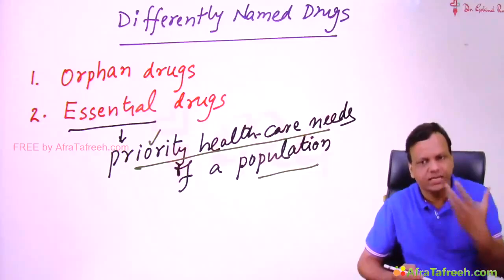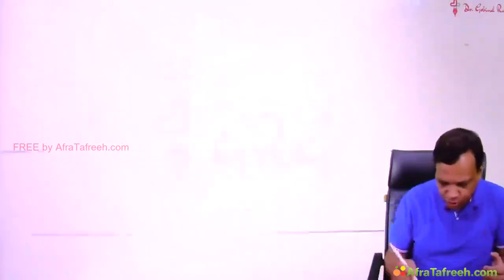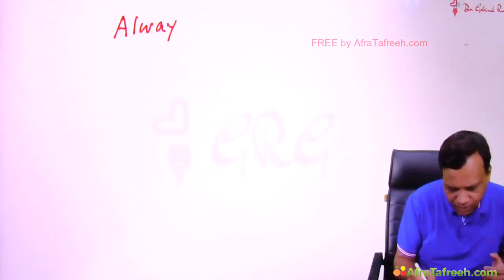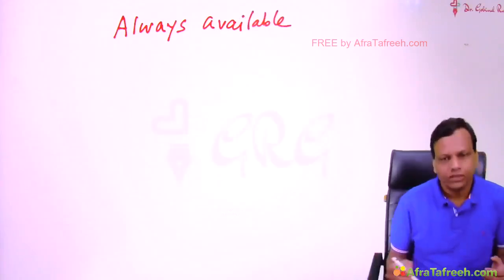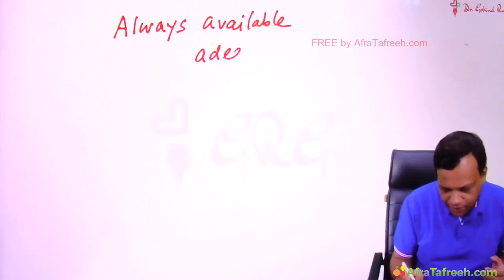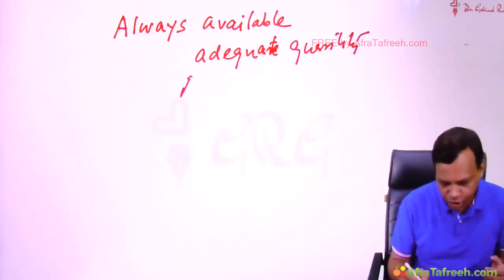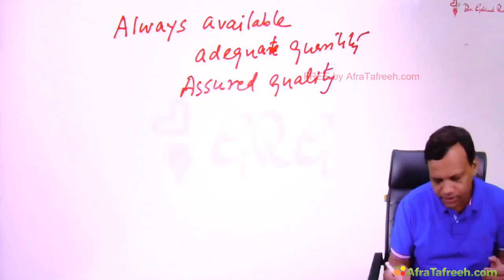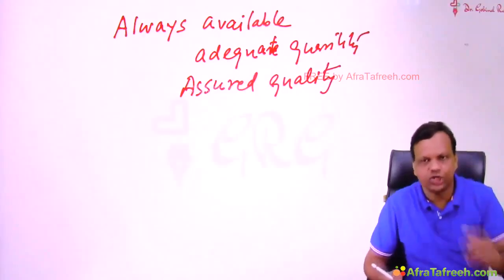So priority healthcare needs of a population should be met. Now essential drugs should always be available in that population. They should be available in adequate quantity. Adequate quantity. And with assured quality. So three important things: they should always be available, in adequate quantity, with assured quality.